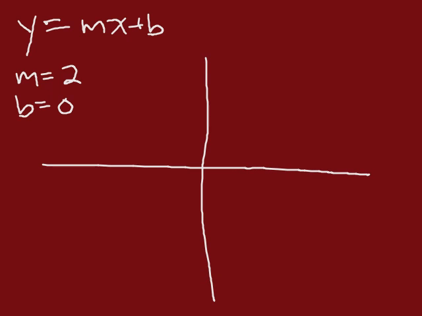Okay, so we have y is equal to 2x plus 0. So therefore y is equal to 2x. What that means is that our y-intercept is 0. Let me switch to a different color here. Our y-intercept is 0, so it's going to cross at the origin there.